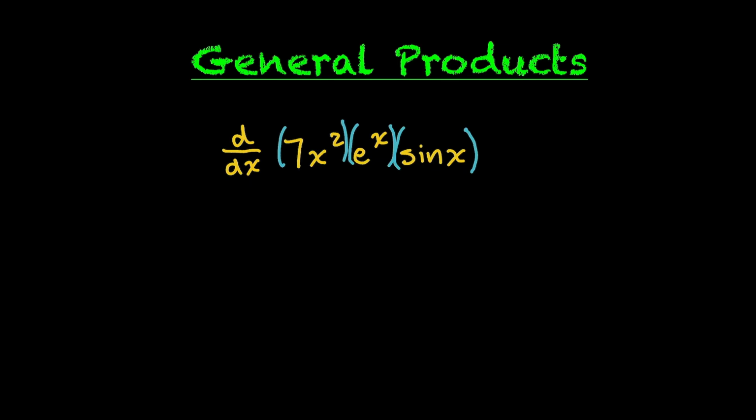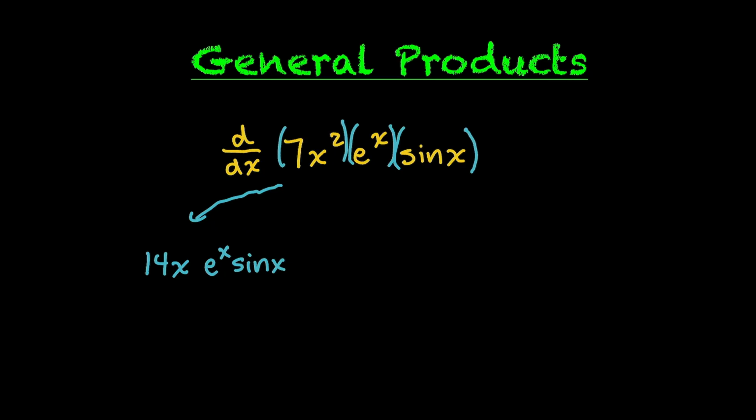All right, now this is where it's helpful to just know the general idea of a product rule. And the general idea or mantra is that we're going to take the derivative of one function and leave the other functions alone. So here I would start off by just taking the derivative of 7x squared, which is 14x, and then I'm going to leave my other 2 functions alone. E to the x, sine of x, they both just sit there.